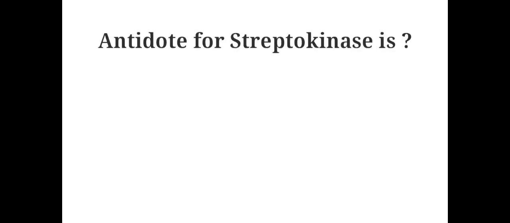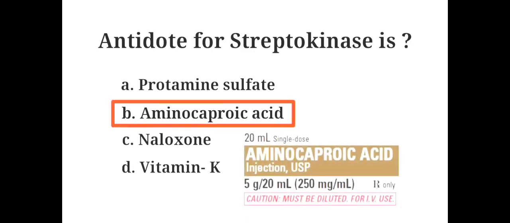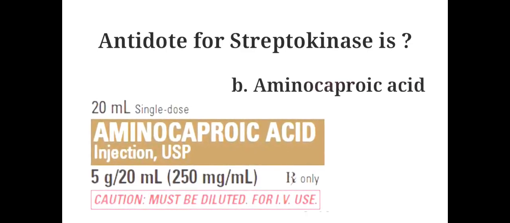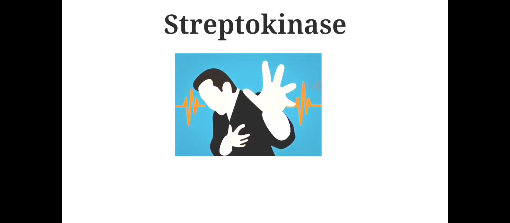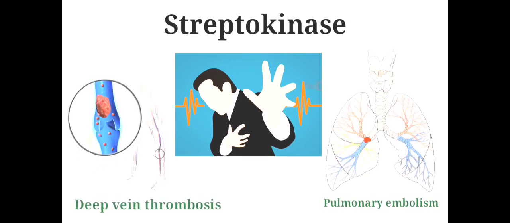Antidote for streptokinase is A. Protamine sulfate, B. Aminocaproic acid, C. Naloxone, D. Vitamin K. And the answer is B. Aminocaproic acid. Aminocaproic acid is the antidote for streptokinase. Streptokinase is used immediately after symptoms of a heart attack occur to improve patient survival. It is also used to treat blood clots in the lungs, that is pulmonary embolism, and blood clots in the legs, that is deep vein thrombosis.